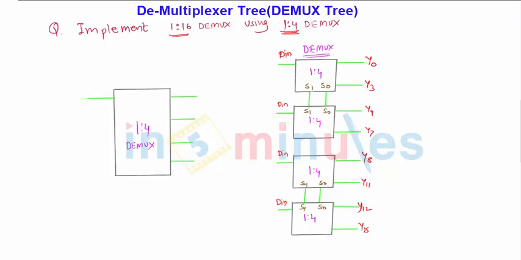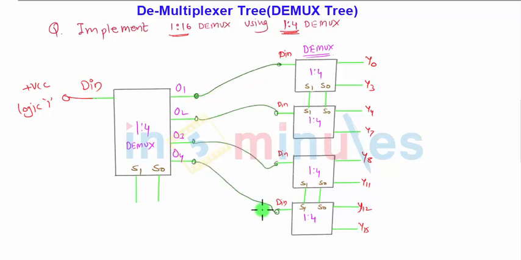So what I have here, one more 1:4 demux having the data input line which is connected to plus VCC or the logic 1. Now this is also having 2 select lines, S0 S1. Now the outputs of this one, that is nothing but O1, O2, O3 and O4, are connected to the respective data lines. So I will use these outputs to drive these 1:4 demux. Now I have successfully implemented this one, but a problem remains.